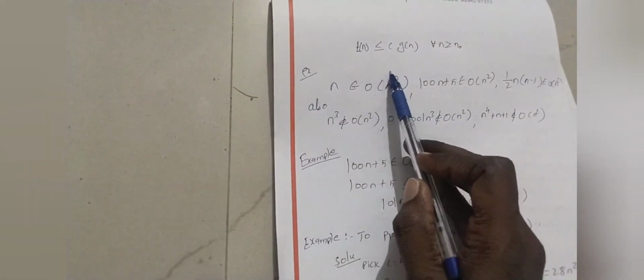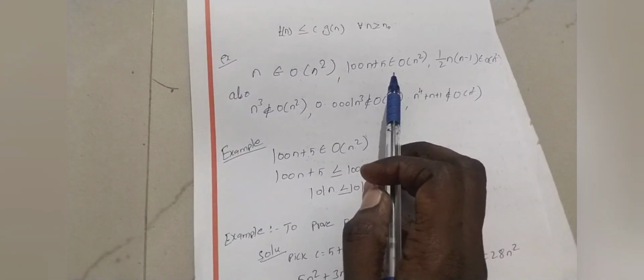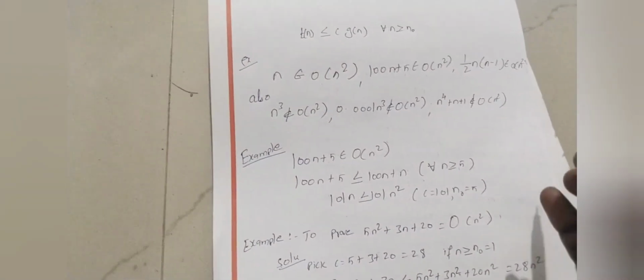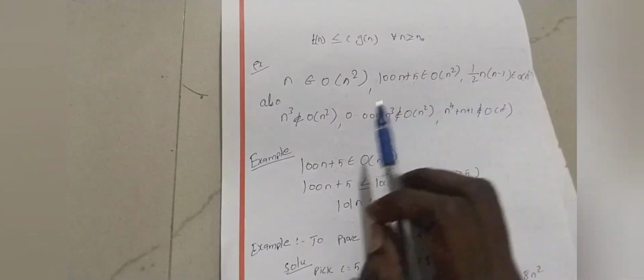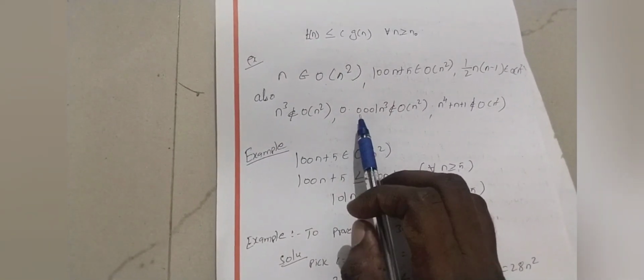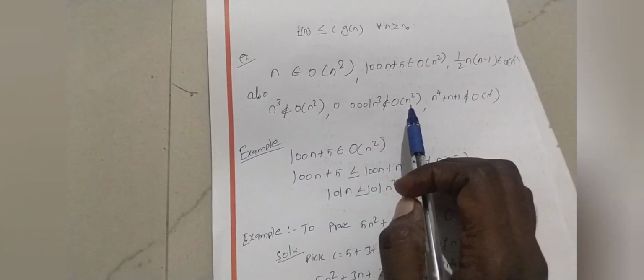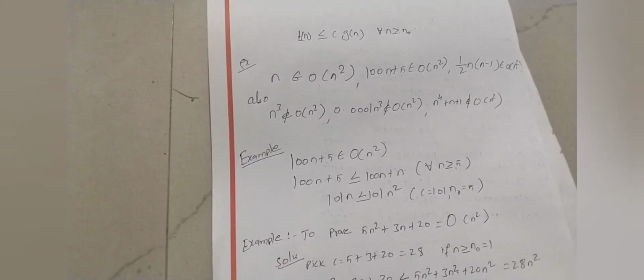As I already told, for big O the general formula is t of n is less than or equal to c of g of n for all n greater than or equal to n naught. Here are examples: n belongs to big O of n square, and 100 n plus 5 belongs to big O of n square. Likewise 1 by 2 n minus 1 belongs to big O of n square. Also n cube does not belong to big O of n square, and 0.001 n cube does not belong to big O of n square. Also n power 4 plus n plus 1 does not belong to big O of n square.